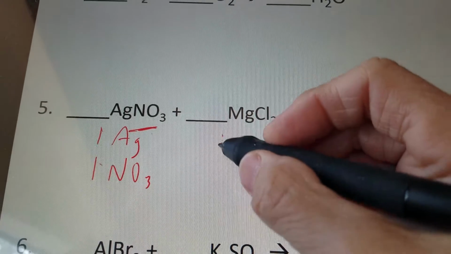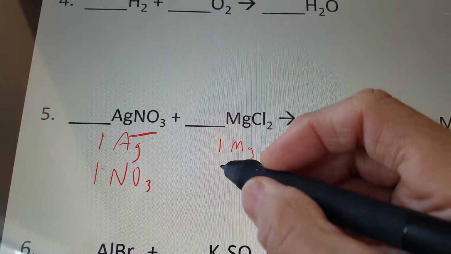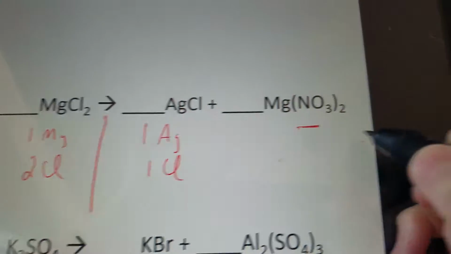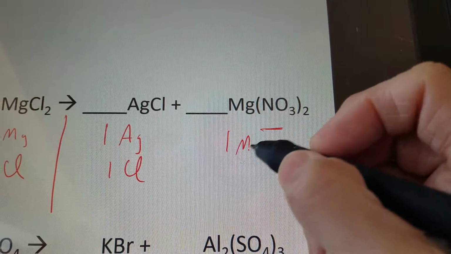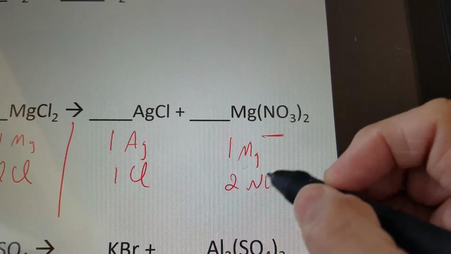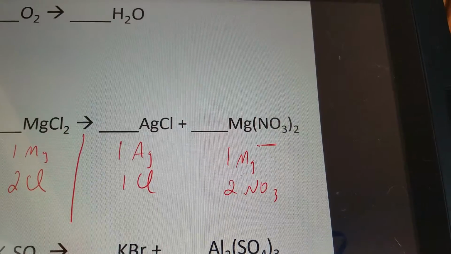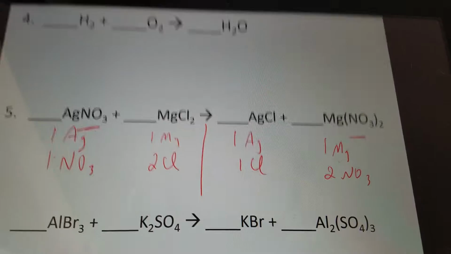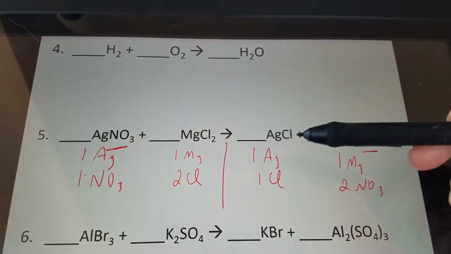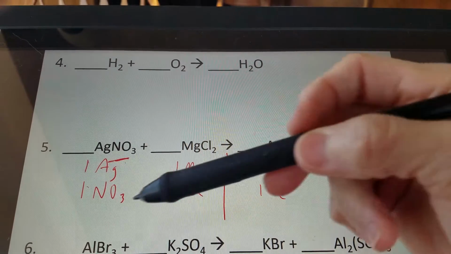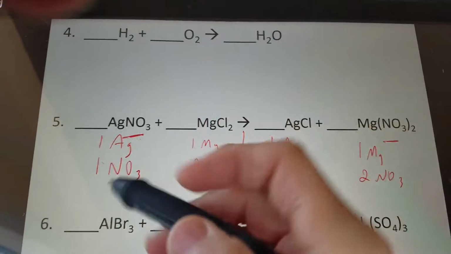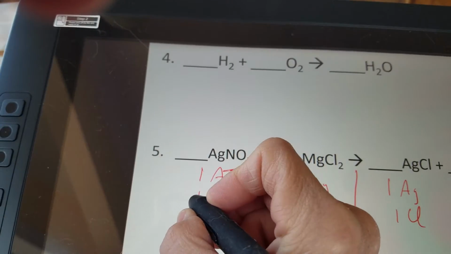Here I have 1 magnesium and 2 chlorines. Over here I have 1 silver, 1 chlorine, and this one I have 1 magnesium and 2 of the nitrates. So now we want to make sure everything is balanced. So I've got 1 silver on this side, 1 silver on this side, so that's balanced for the moment. 1 nitrate, 2 nitrates. So that means I need to come over here and multiply this side by 2.